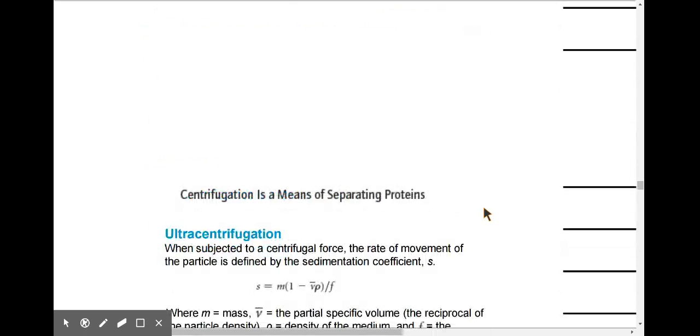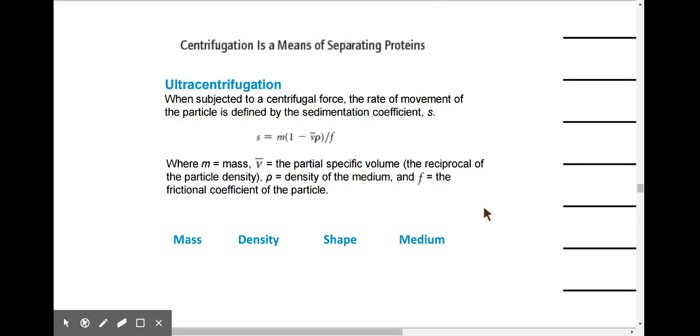In terms of ultracentrifugation, the centrifugal force is described by this formula right here, where the m is mass. And this is the buoyancy factor, this mu symbol with the line over it, that's the reciprocal of the particle density, and the rho symbol is the medium density. And then this lowercase italicized f, that's the frictional factor. And so we have to take into consideration all of these components because proteins have different masses, right? But they also have different shapes.